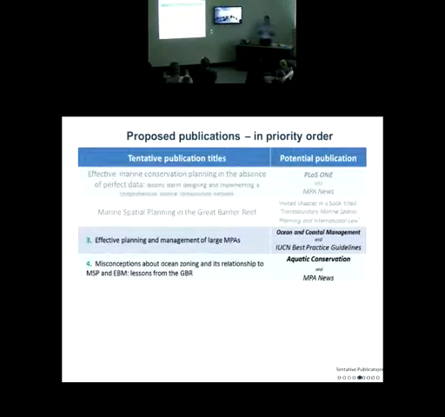It's already being written up for those IUCN best practice guidelines, but I'd like to also try and write a paper for something like Ocean and Coastal Management. My fourth one, Misconceptions about ocean zoning and its relationship to marine spatial planning and ecosystem-based management, lessons from the GBR. Again, I think there's two phases of this, or two aspects. I'm really keen to get it into scientific literature, something like Aquatic Conservation, but I'm equally keen to get it into something like MPA News for managers to recognise those misconceptions.